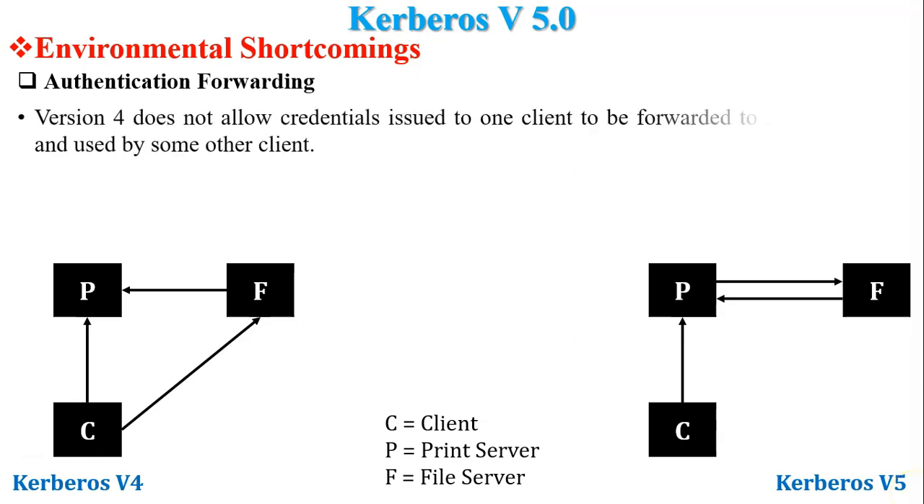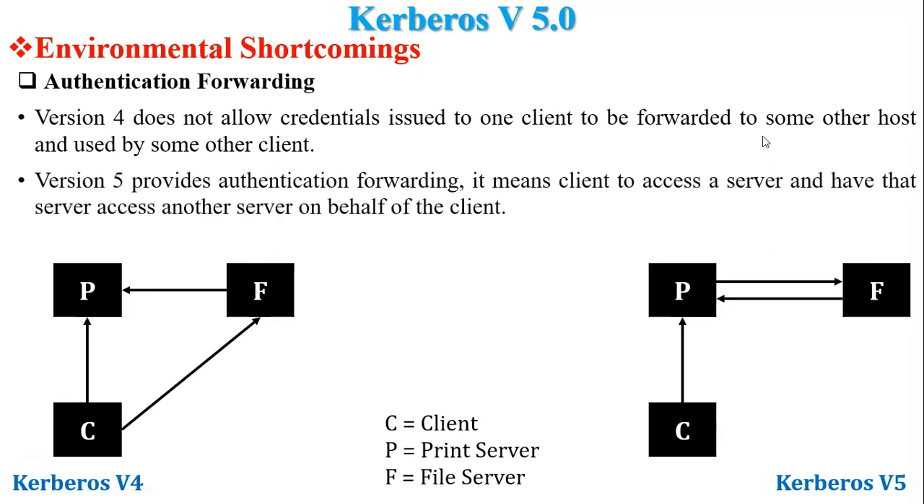So based on this scenario, we can say version 4 does not allow credentials issued to one client to be forwarded to some other host and used by some other client. But version 5 provides authentication forwarding. It means a client can access a server and have that server access another server on behalf of the client. So the limitation of authentication forwarding in version 4 is overcome in version 5.